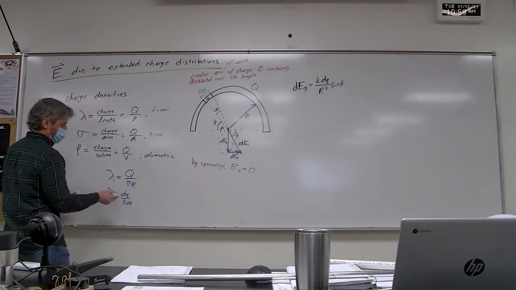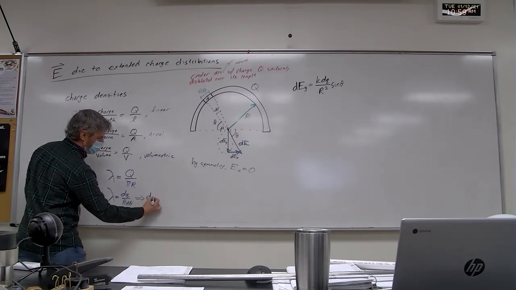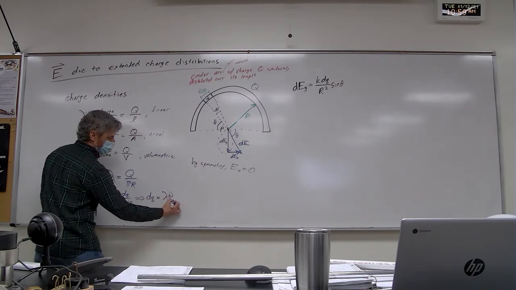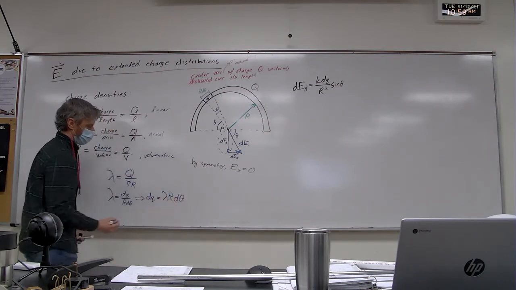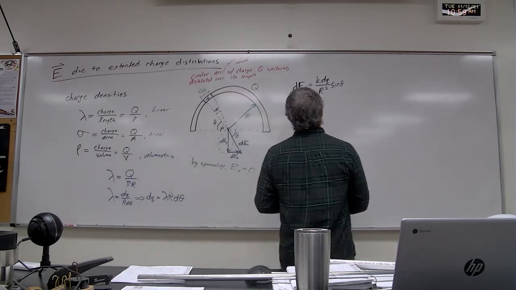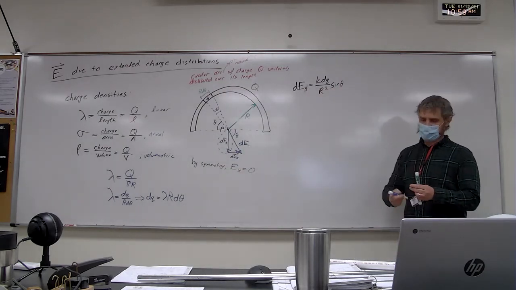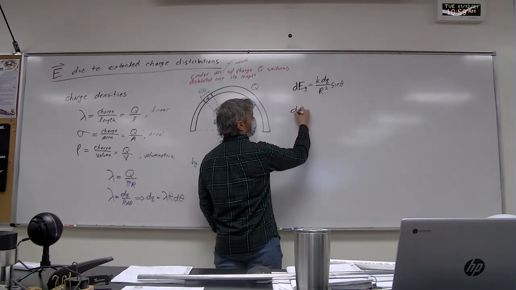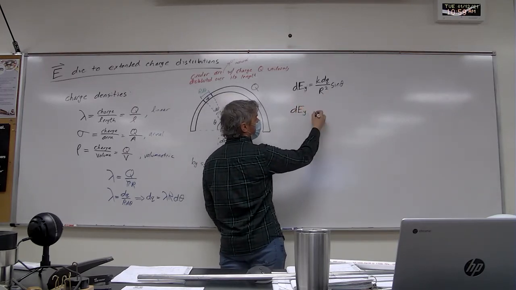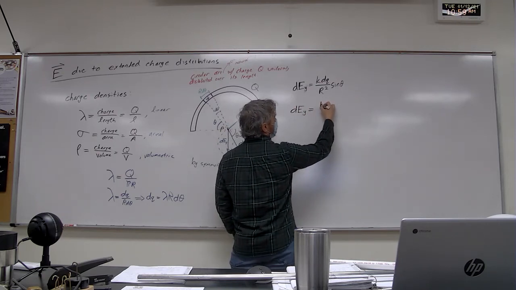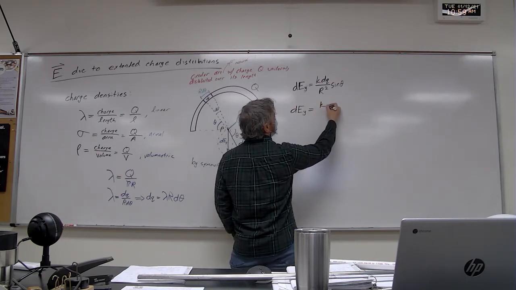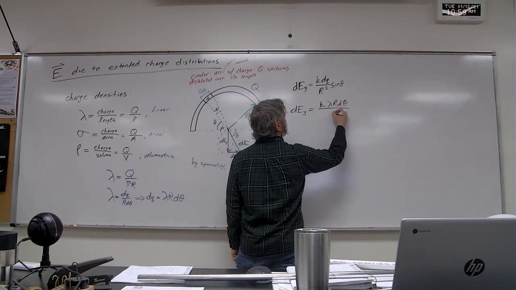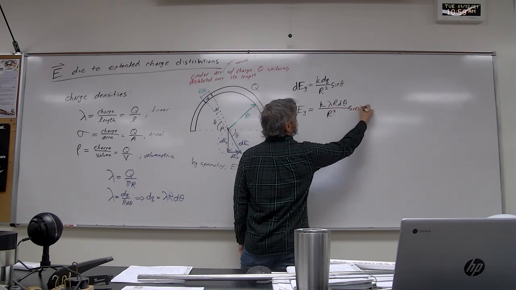And so I can use that expression to express charge dq in terms of charge density lambda times the radius times d theta. I can make that substitution in for dq. And so the differential electric field, the y component, which is the component we're interested in, is k times lambda radius d theta over r squared times the sine of the angle theta.